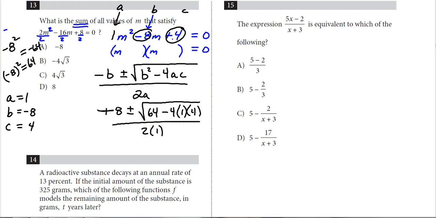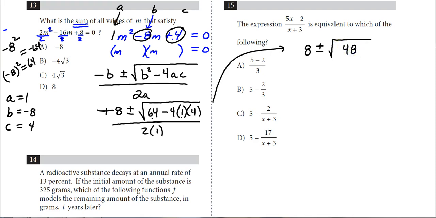So we clean this up a little bit. I'm going to jump way over here where I have some more space. So we have 8 plus or minus the square root of 64 take away 16. 64 take away 16 is 48.